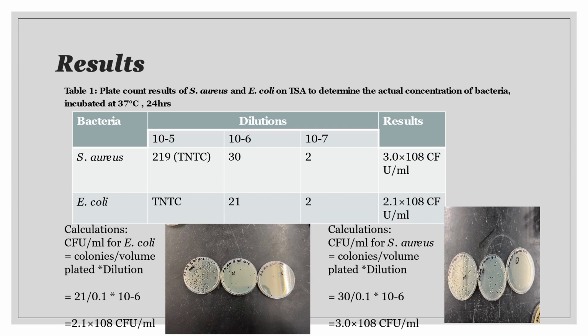This is the result for the actual concentration of the S. aureus and E. coli in the sample. The result shows that the concentration of the E. coli was 2.1 × 10^8 CFU per ml, and the concentration of S. aureus was 3.0 × 10^8 CFU per ml.